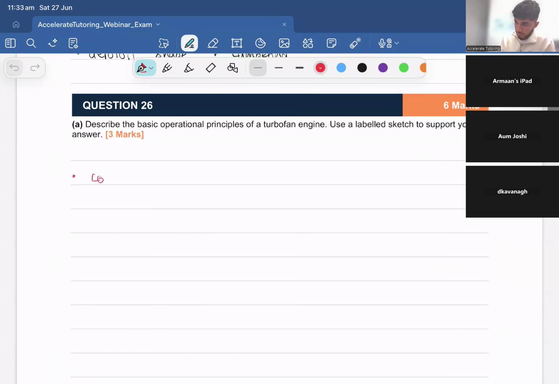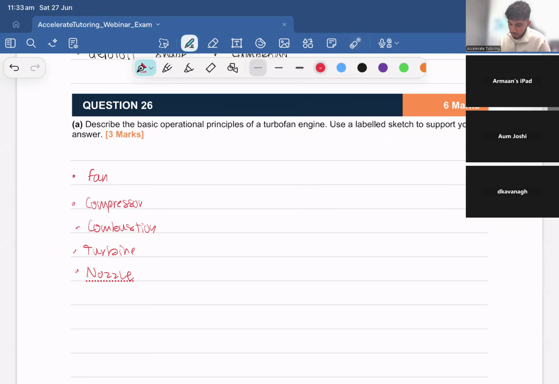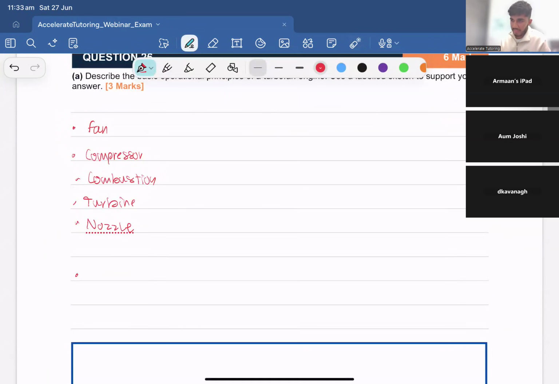So we have the fan, the compressor, combustion chamber, turbine, nozzle. Those are the key components of our turbofan engine. So that's the first thing you can talk about: explain the main components or basic operational principles of a turbofan engine. Another thing I would strongly urge you include for a turbofan engine is explain what the overall difference between a turbofan and a turbojet engine is.